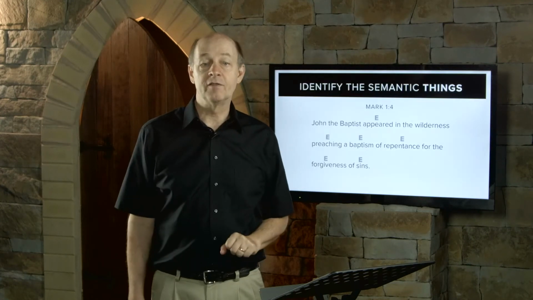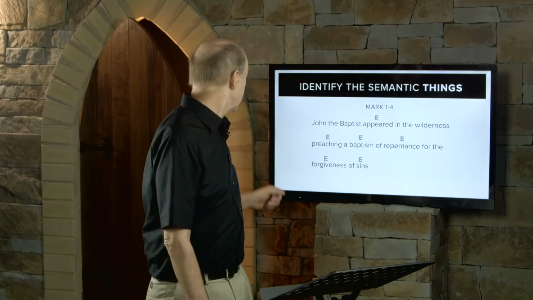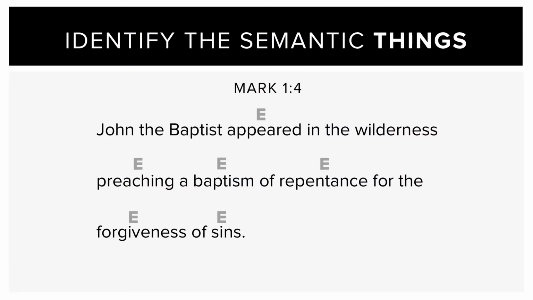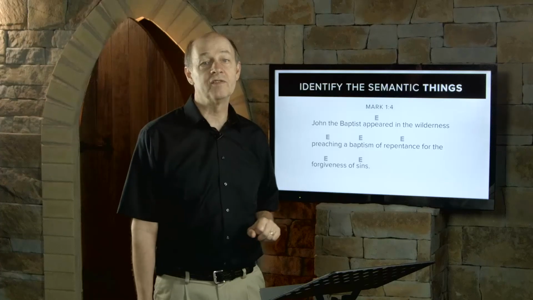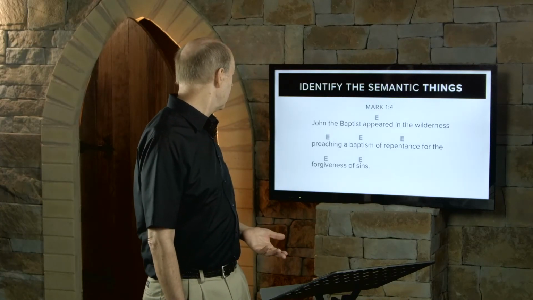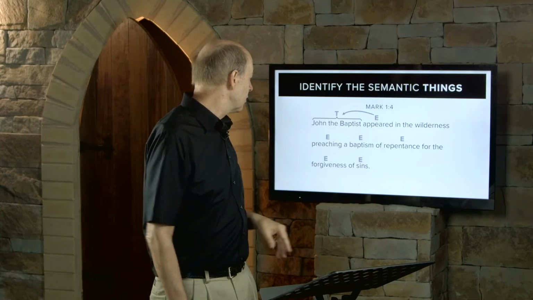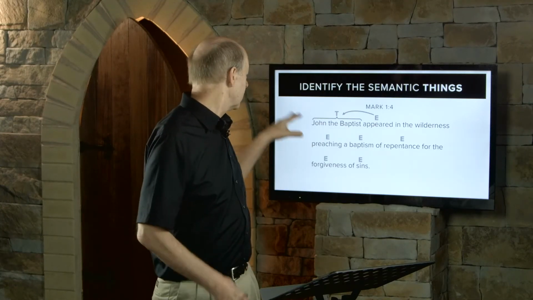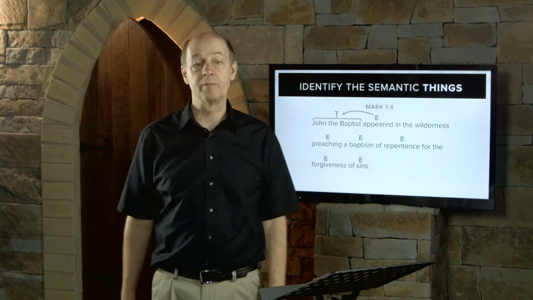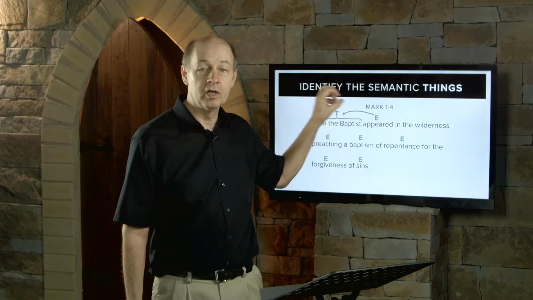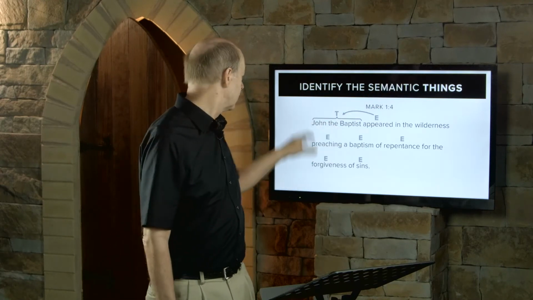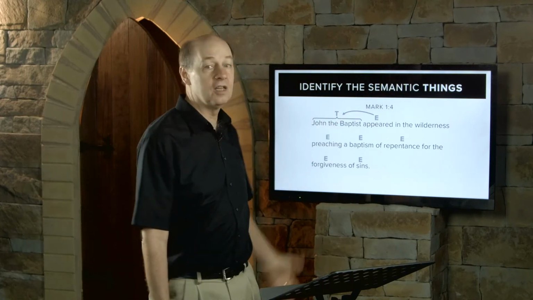So in Mark chapter 1, verse 4, a verse that we've looked at a number of times, we marked the events. We already identified and marked the events. So now we want to identify and mark the thing concepts that are associated with each one of these events. The first one, appeared. The thing concept associated with appeared is John the Baptist. There is another thing concept, which as we go further will make sense: in the wilderness is actually part of that proposition too. John the Baptist appeared in the wilderness attaches itself to the semantic event, appeared.